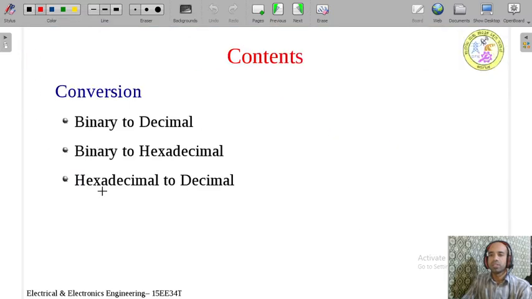These are the contents of today's session. Here we are going to learn the conversion of binary number to decimal number, binary to hexadecimal number, and hexadecimal to decimal number. We are going to study how to convert one number system into another number system: binary to decimal, binary to hexadecimal and hexadecimal to decimal numbers.